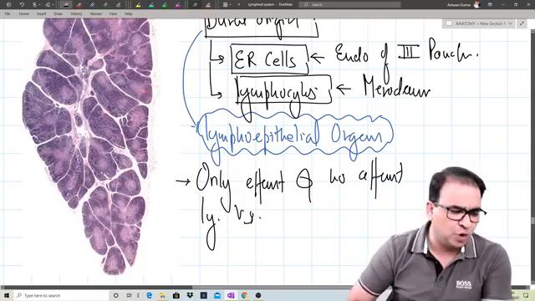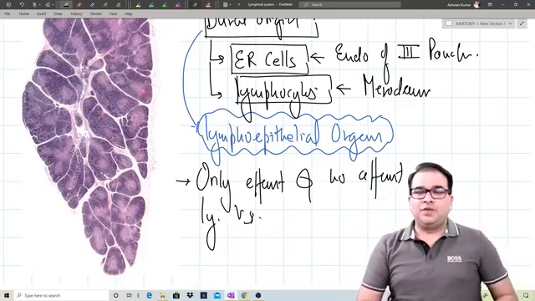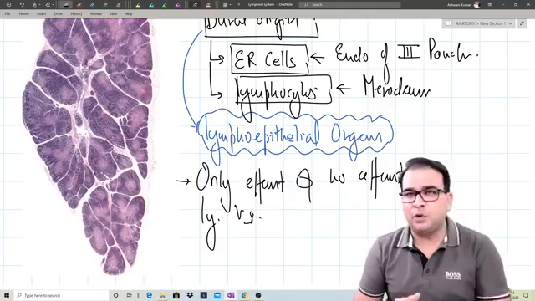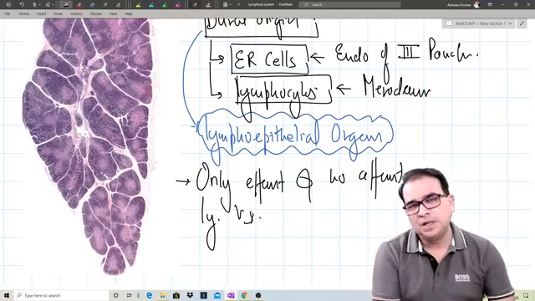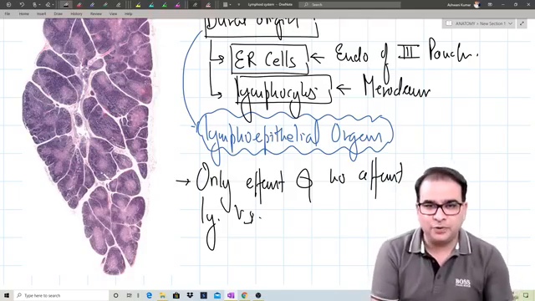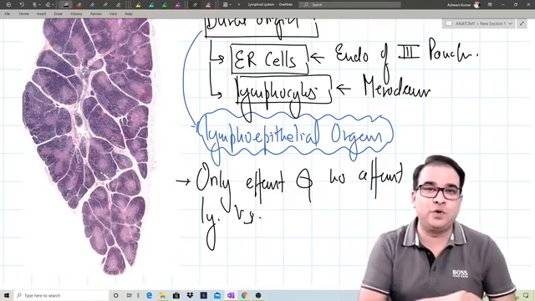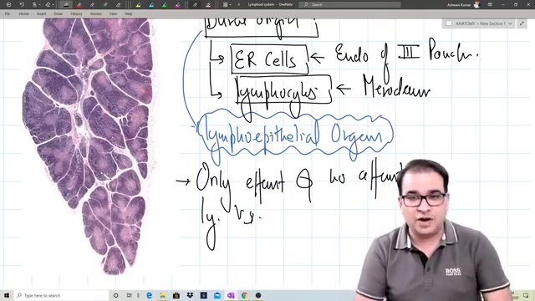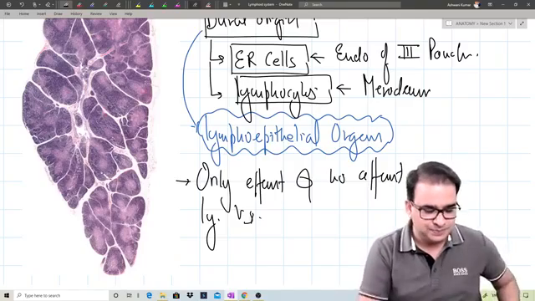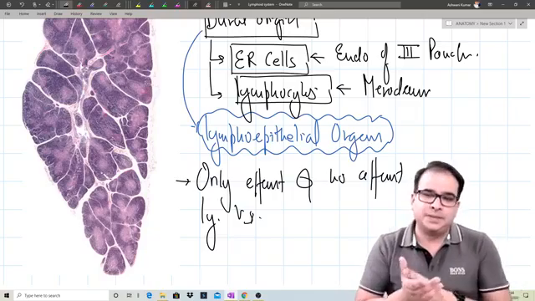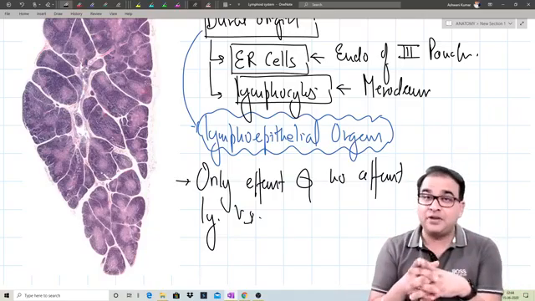Some basic overall features here: this is a central lymphoid organ. We have a dual origin, where the third endodermal pouch gives rise to the epithelio-reticular cells, whereas lymphocytes come from the mesoderm. It's a lymphoepithelial organ, therefore, and only efferent and no afferent lymph vessels are seen. Like in the case of lymph node, we have afferent as well as efferent both. In fact, we have more afferent and only one efferent. Here we only have efferent lymph vessel. Just like lymph node and spleen, this also has a capsule and trabeculae.